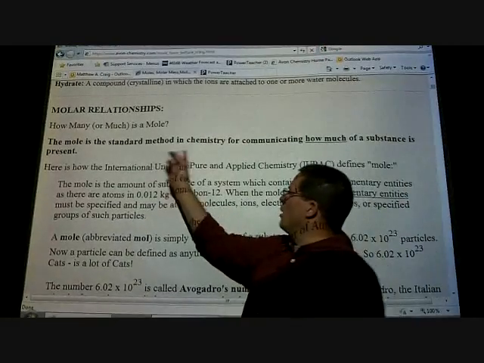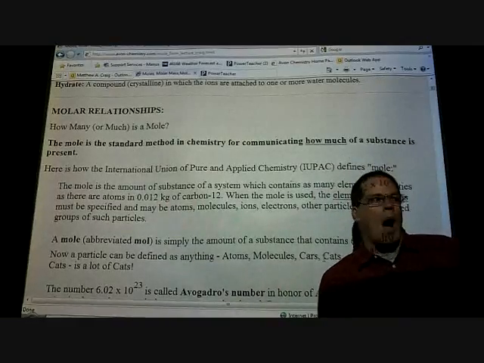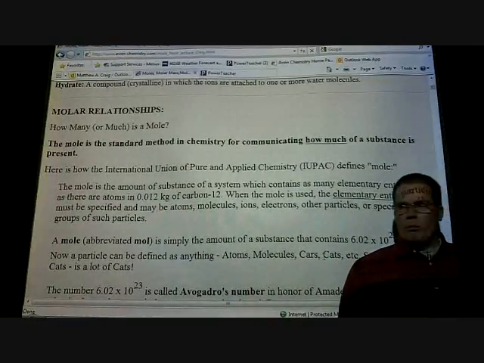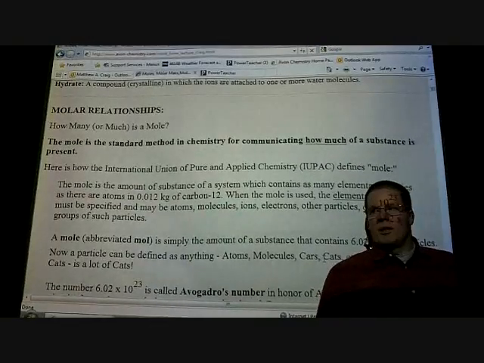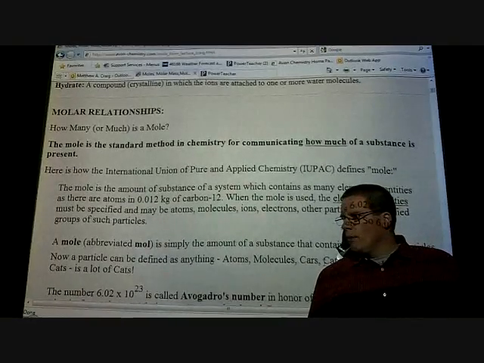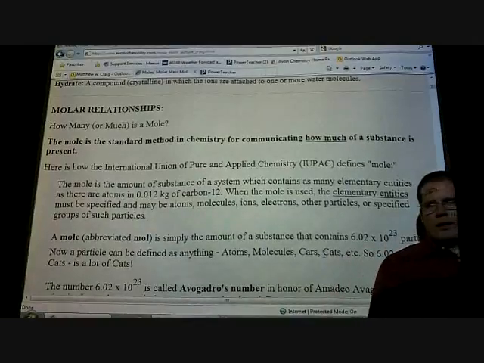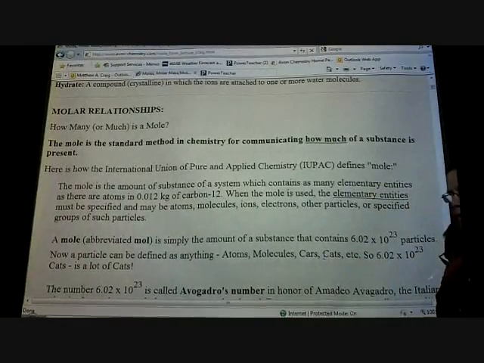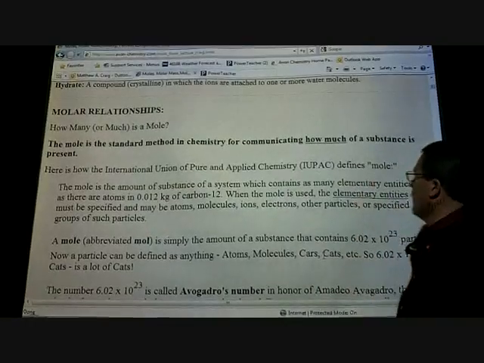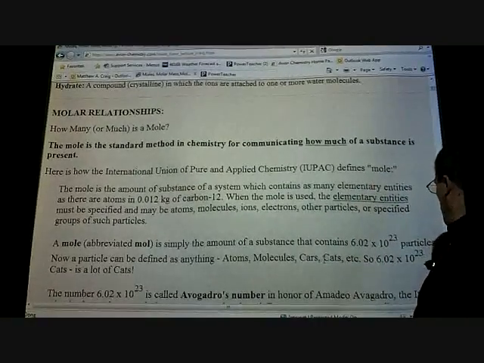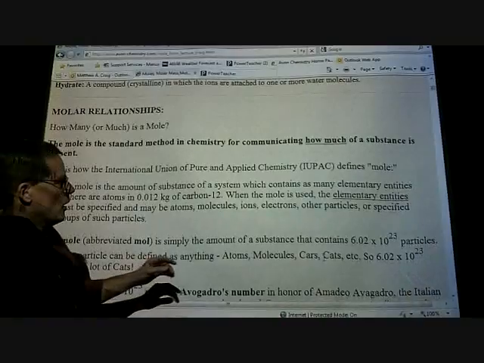Okay, a mole is a standard method in chemistry for communicating how much of something we have. It could deal with how many atoms, how many molecules, how many electrons, how many cats, dogs, whatever you want. If we talk about a mole, it's a certain number. And hopefully I have that number up here somewhere. Oh, here it is.